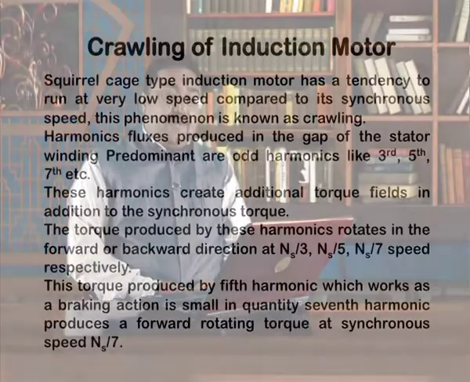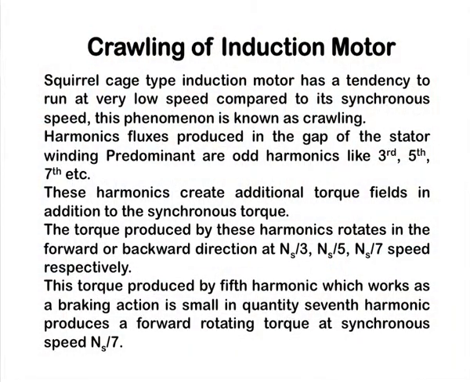It is expected from the induction motor that whether it is at no load or full load, its speed will be approximately equal to, not exactly synchronous speed, but near to its synchronous speed. But at times it has been found that it runs at a very low speed. This phenomenon is called crawling. Now, why does this happen? This happens due to the harmonic fluxes produced in the air gap by the stator windings, and the predominant odd harmonics present are the third harmonic, fifth harmonic and the seventh harmonic.